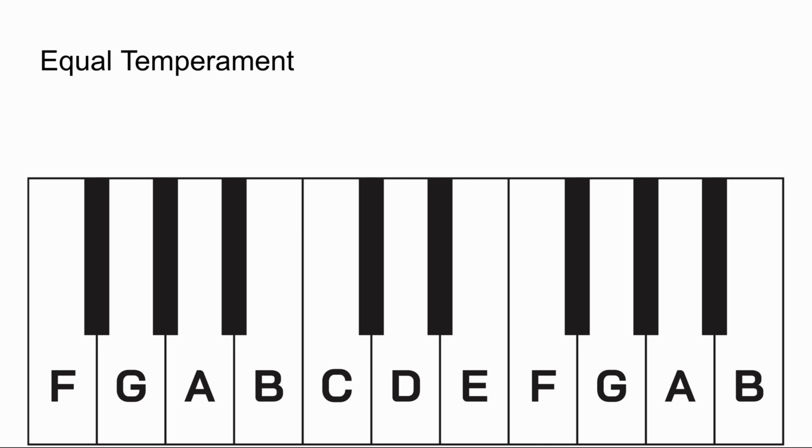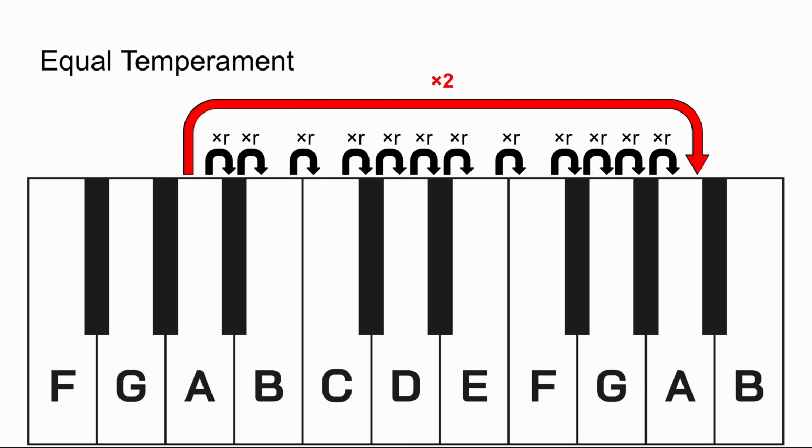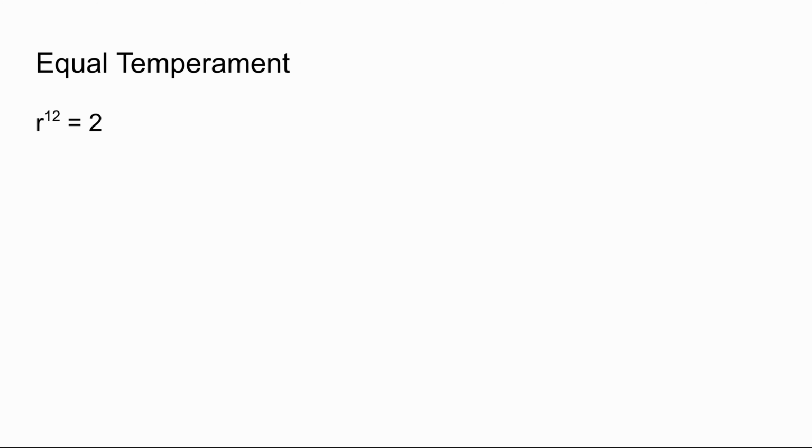To get from the A on the left to the A on the right, we need to go up 12 equally spaced intervals. In other words, we need to multiply by the same interval 12 times. Let's call this interval r. Then multiplying by r 12 times is the same as multiplying by 2. That means r to the power of 12 equals 2. So solving for r gives us r equals 2 to the power of 1 over 12, or the 12th root of 2. This is then the interval between two consecutive notes in 12 EDO.